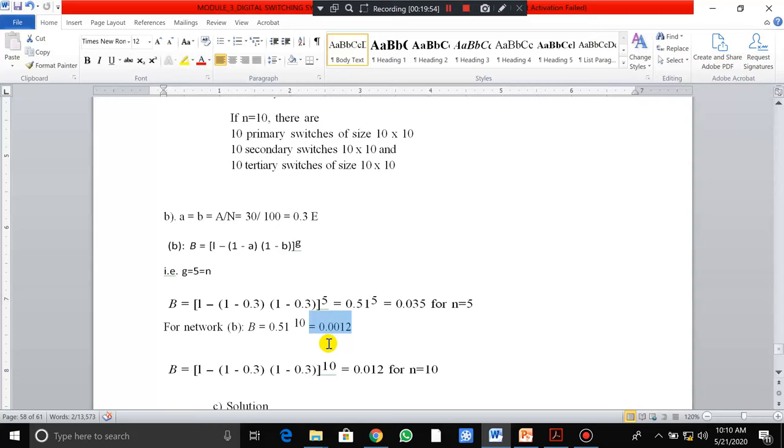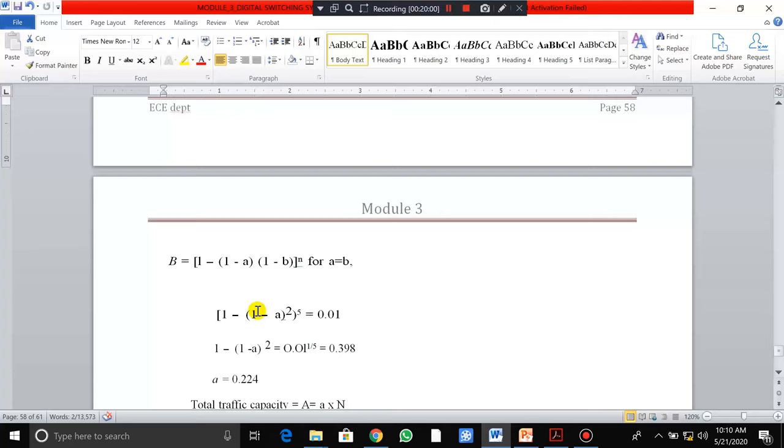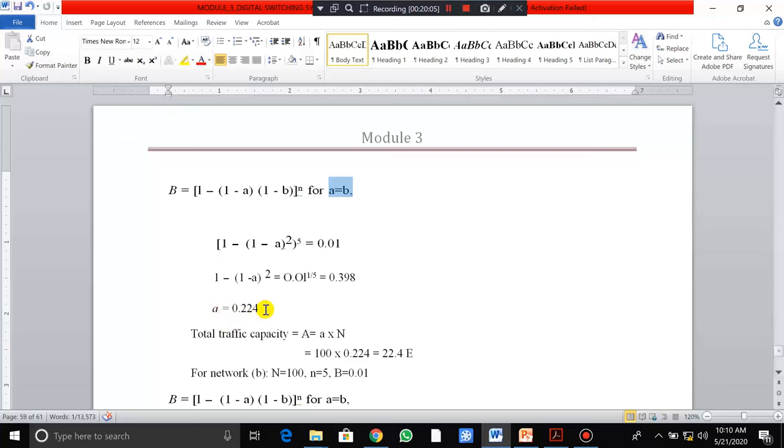So for the solution, if you use this formula, when a is equal to b, the total traffic is equal to 0.224, and the unit will be in erlangs. So the total traffic we have is A is equal to a into N. So a is 100, N is 0.0224. So total traffic is 22.4 erlangs.